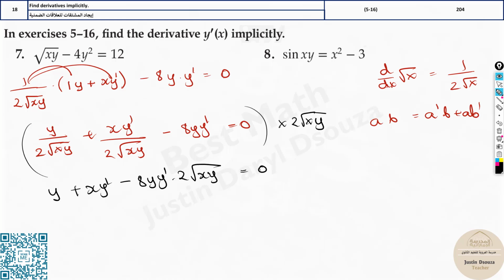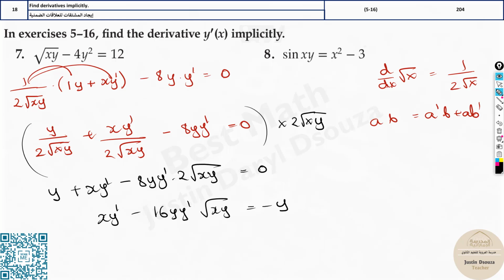Now this y is over here, right? Take it to the other side. You will have xy prime minus 8y. Now I'll just simplify this. What is 8 times 2 here? It's 16y y prime square root xy. That will be equal to minus y.